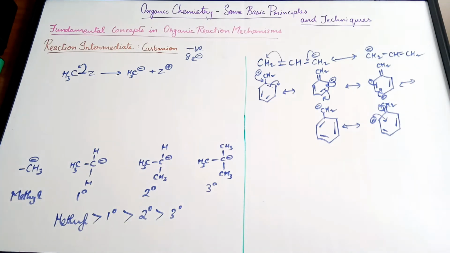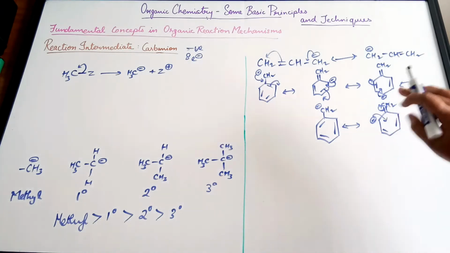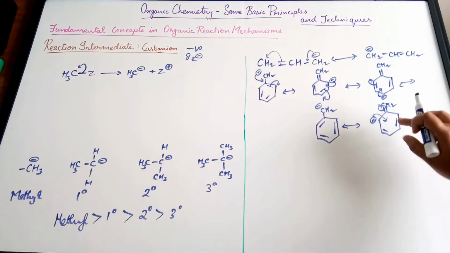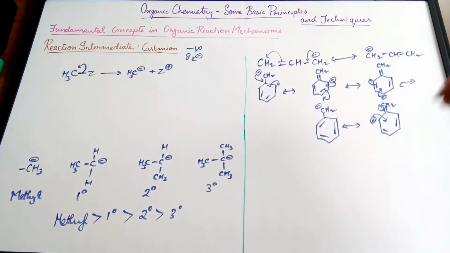NO2, CN, Cl, COOH, COOR, all of these are electron withdrawing in nature. So if there were such groups in the benzene ring, then obviously they would pull the electrons and they would stabilize the benzyl carbanion. Similarly, had there been groups like CH3 or OCH3, then the benzene would have gotten destabilized.